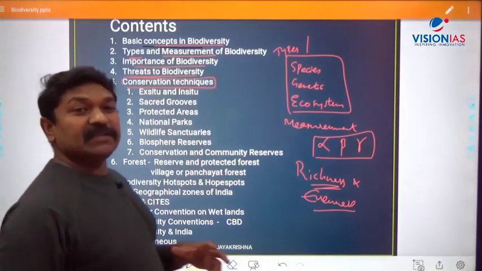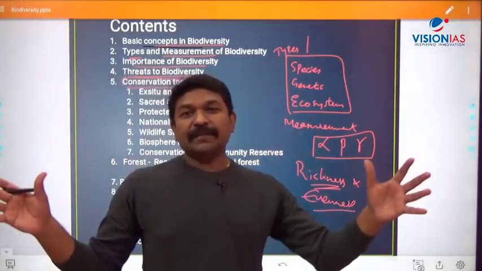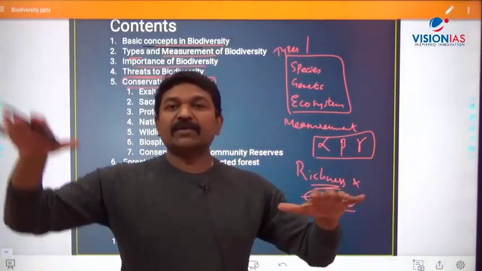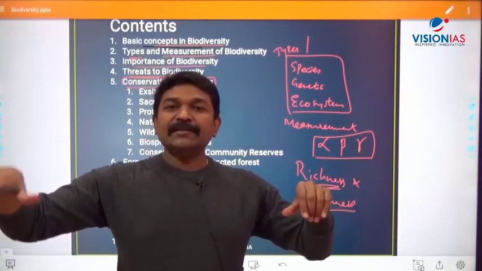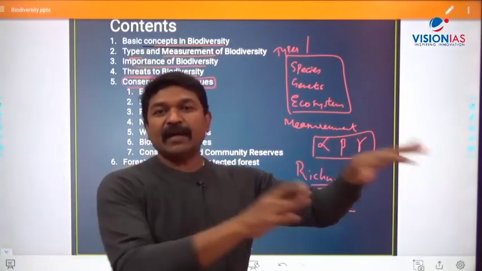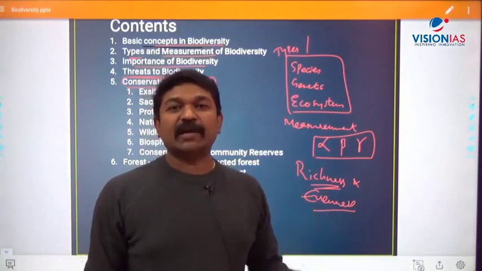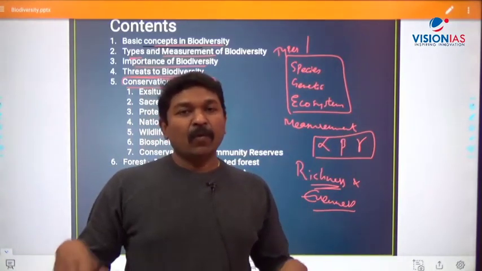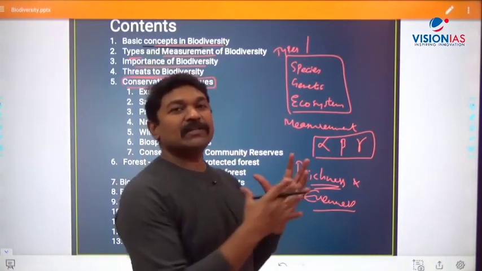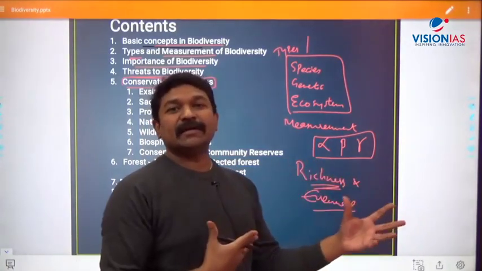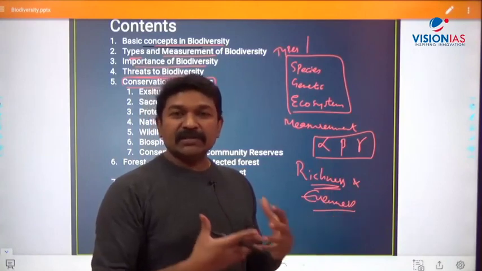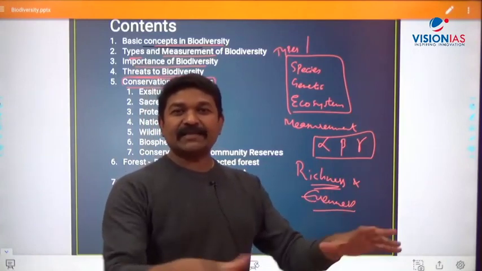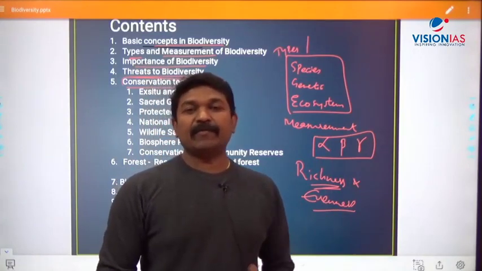In the conservation techniques, I have given two different classifications. One is in situ, and the other is ex situ. The other type of classification is area-based conservation and species-based conservation. We will focus more on in situ and ex situ, because this forms the base of the classification of conservation.